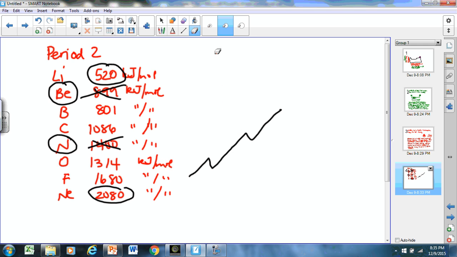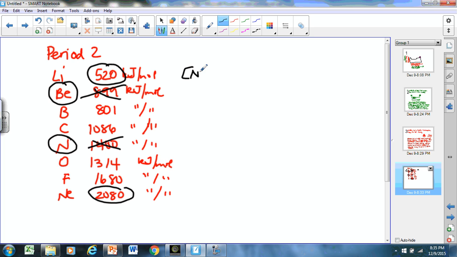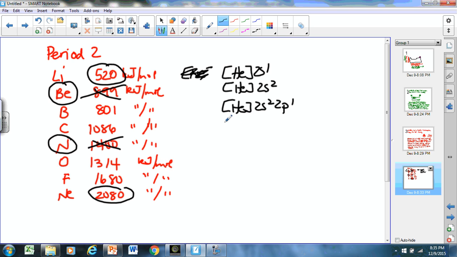Well, when I do the core notation, you will see what I want you to see. So here we go. Lithium, core notation is helium, 2s1. Beryllium is helium, 2s2. Boron is helium, 2s2, 2p1. Carbon is helium, 2s2, 2p2. Nitrogen is helium, 2s2, 2p3.